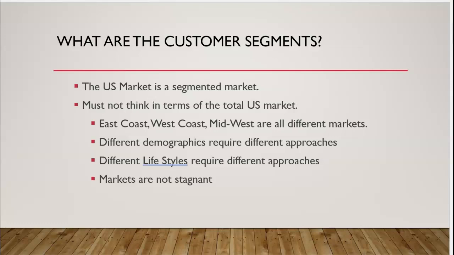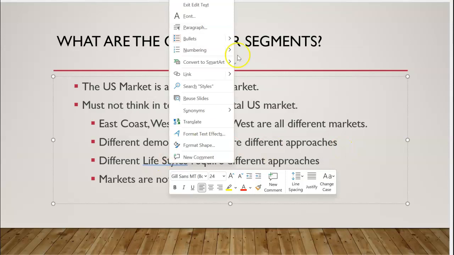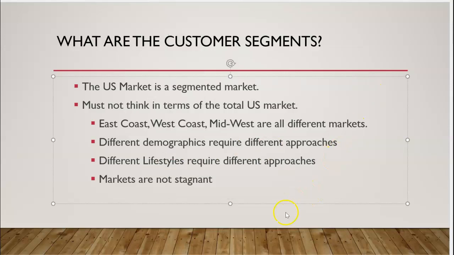And what are the customer segments? Like, all markets are segmented. Okay, the U.S. market is segmented. You must not think in terms of the total U.S. market. All right, you want to think East Coast, West Coast, Mid Coast. Those are all very different markets, and different demographics require different approaches. Different lifestyles require different approaches, okay? And markets are not stagnant, they change.